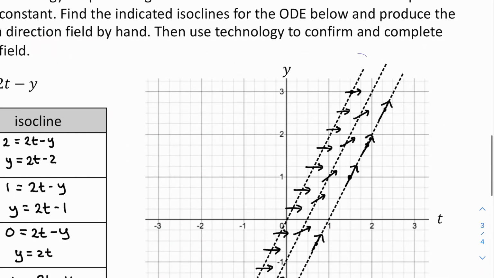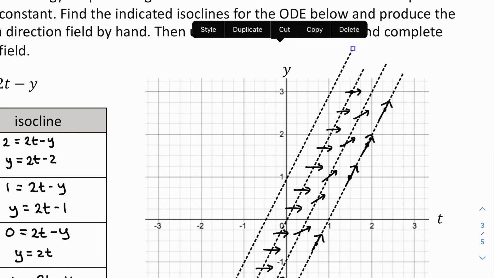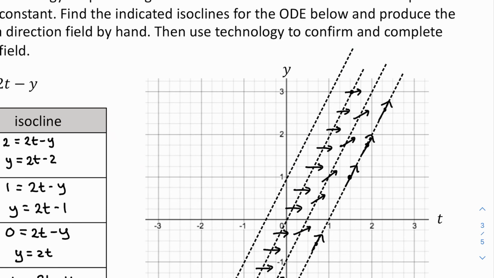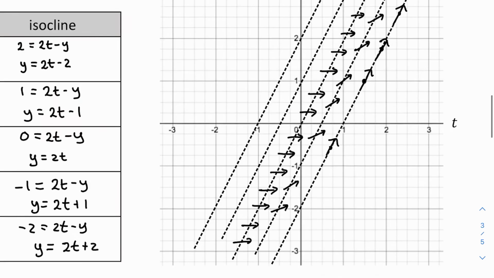Let's get them put in our image. Copy, paste. Grab that, there we go. So here's the one that's slope 2 going through 1. And let's paste one more. Here's the one that's slope 2 going through 2.